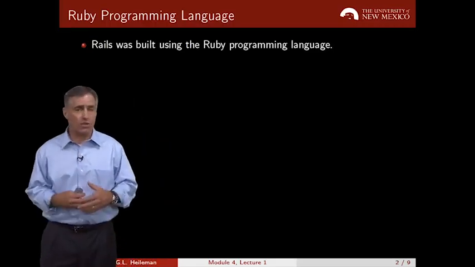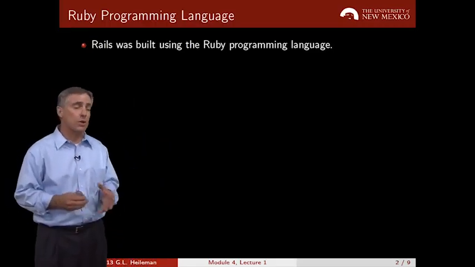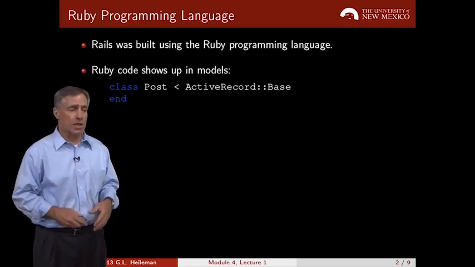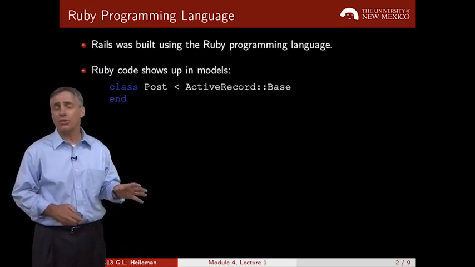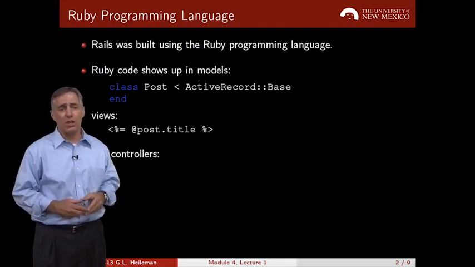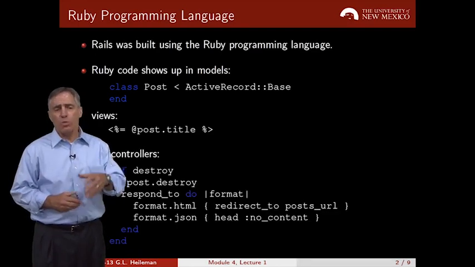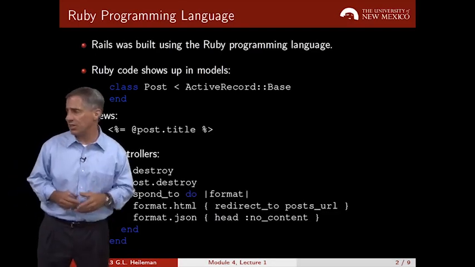So first of all, as you're well aware of by now, Rails is built on top of the Ruby programming language. And you'll see Ruby code in your model. We've already described this when we looked at the Active Record class. We're going to see it in the views, which we'll discuss shortly. And we'll also see it in the controller. So there's quite a bit of Ruby code that you see in this controller.